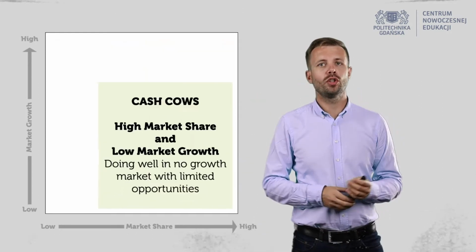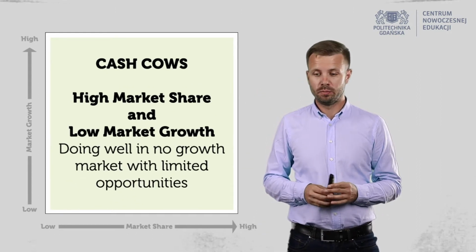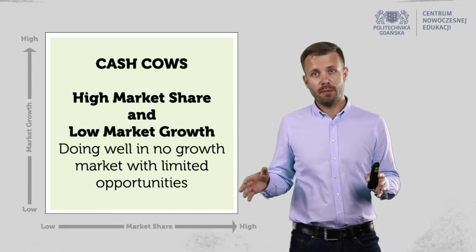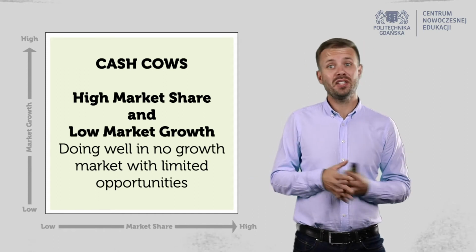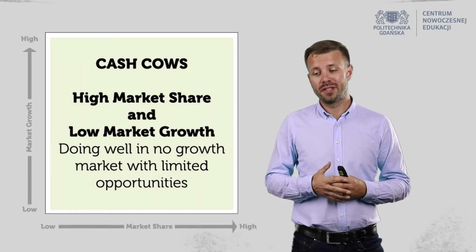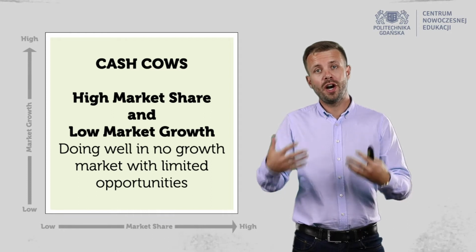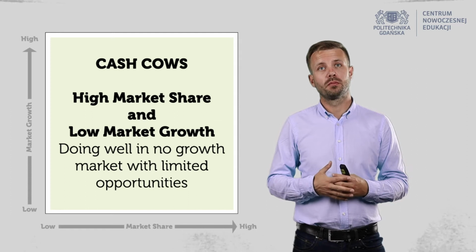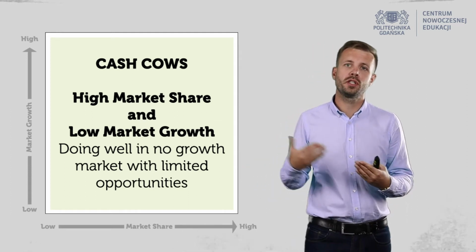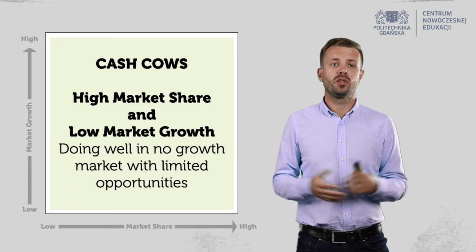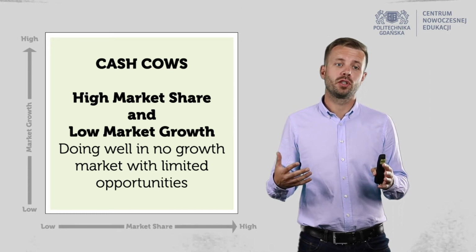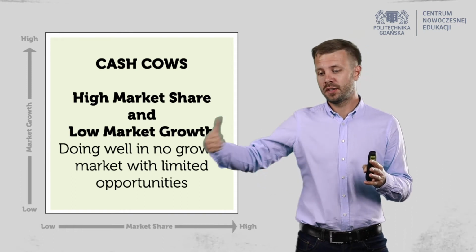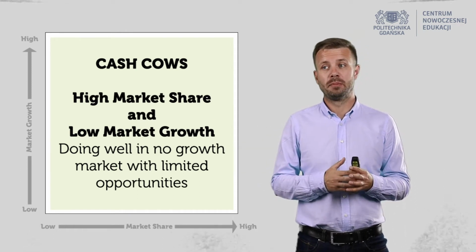Then, if you take a look at the bottom right position, you have cash cows. Cash cows are the products which have high market share, but the market in which they are currently does not have high market growth. Practically speaking, the future of that product is limited. It might mean that we have a product which is well established on the market, gives you high profits, but we know that the time perspective for that product is limited.